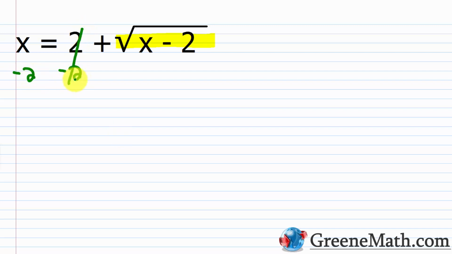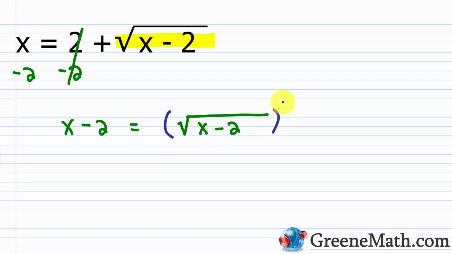We know this would cancel. On the left side, I would have my x minus 2. This is equal to my square root of x minus 2. Okay, so now that I've isolated the radical on the right-hand side, I can square both sides to clear the radical. But I've got to be careful here on the left. This is the quantity x minus 2 squared.